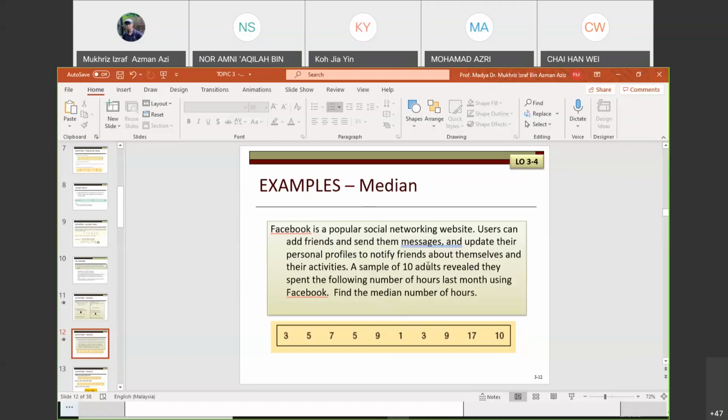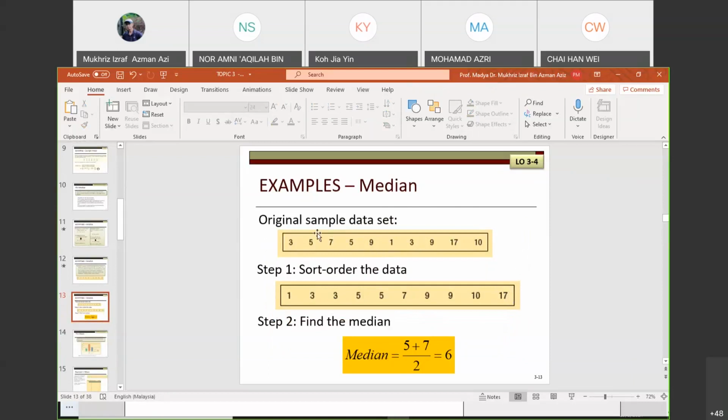You have a sample of 10 adults. Again, the word sample means this is not from a population, but for the median there is no difference whether it's a sample or population, because the formula is basically arranging from smallest to highest. Since this is an even number of observations, 1, 2, 3, 4, 5, 6, 7, 8, 9, and 10, there are 10 observations. So the median will be the number in the 5th and the 6th observations.